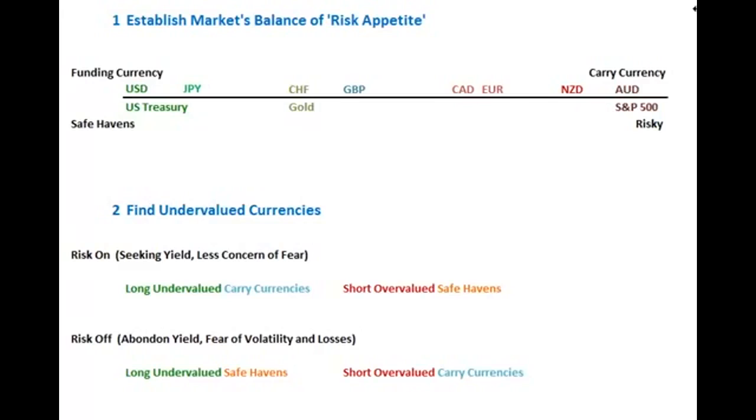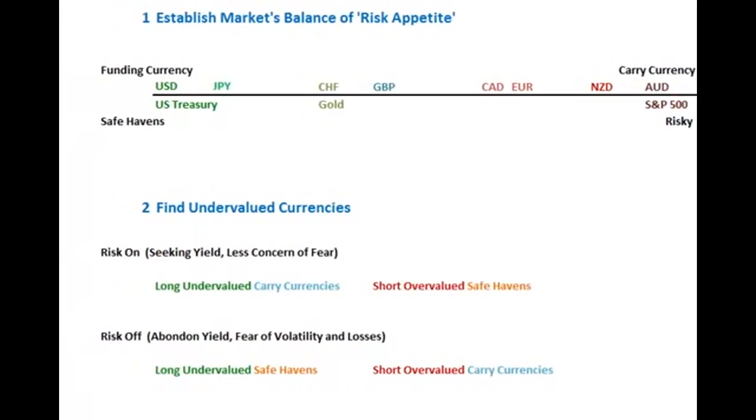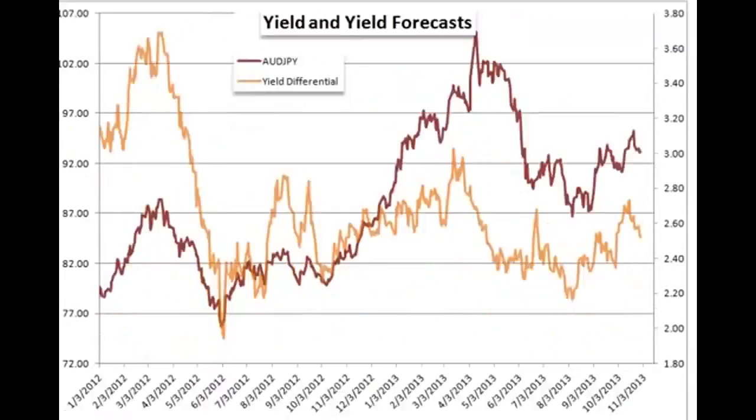Now, I chose a few pairs to look at this a little bit more closely, and also to introduce you to the expectations of interest rates versus current interest rates. Here we have the Aussie yen, which we just looked at. The yield differential is quite strong here. You can see that the Aussie and yen, this is actually based on 2-year benchmark lending rates. You can see that there is a very substantial yield gap here.